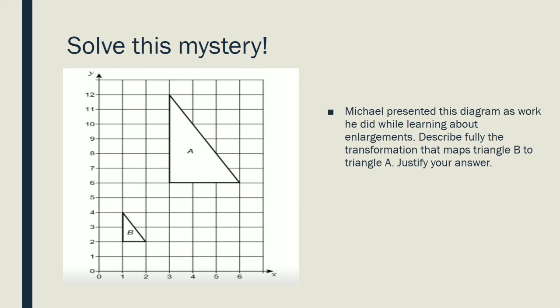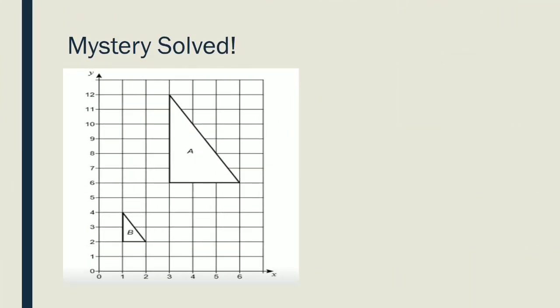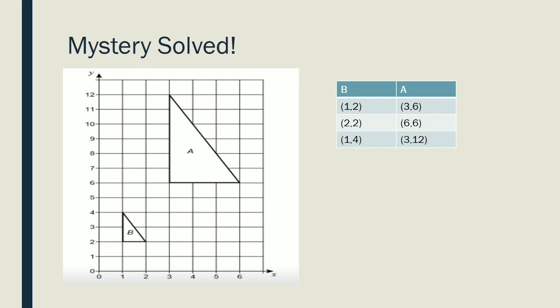Let's see how well you were able to solve the problem. From the diagram, we know that the ratio of the corresponding lengths of B to A are all 1 to 3. This transformation is an enlargement from the origin with a scale factor of 3.